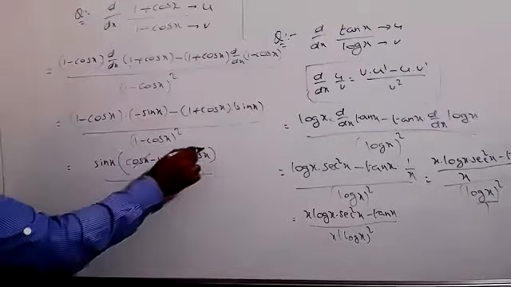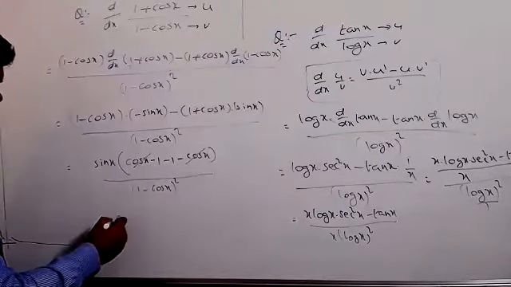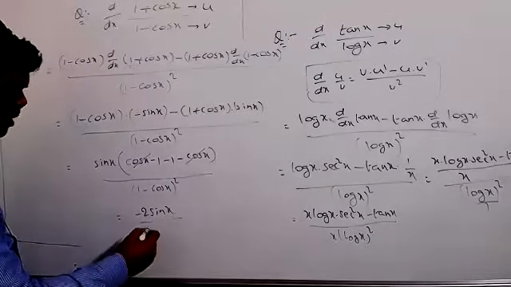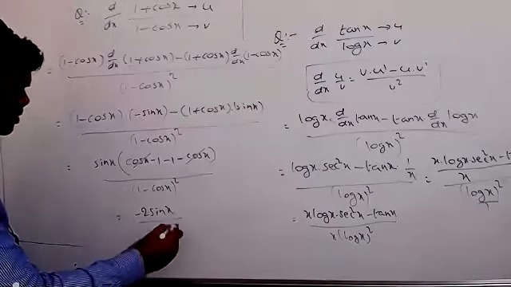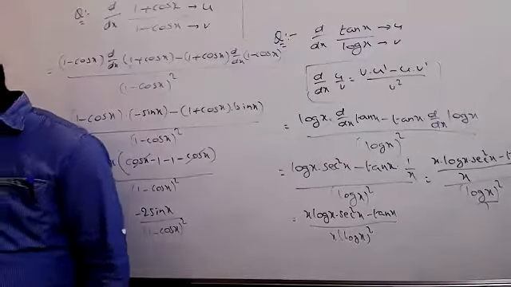Now here this will be cancelled. Minus 1 equal to minus 2. So what is the answer now? Minus 2 sin x whole by 1 minus cos x whole square. This is the answer for that.